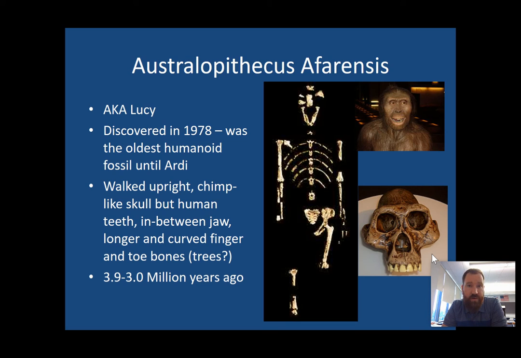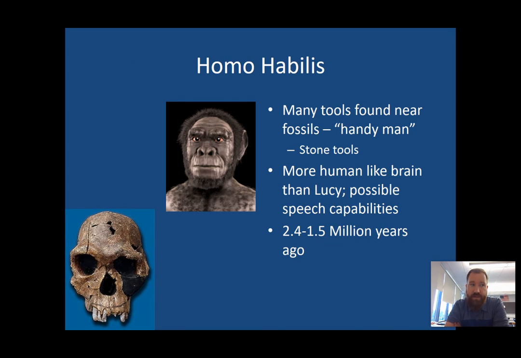The article that you've read talked about Australopithecus africanus, which is a different species. So make sure you're paying attention to those differences. But for our notes, we're going to move right along to Homo habilis.